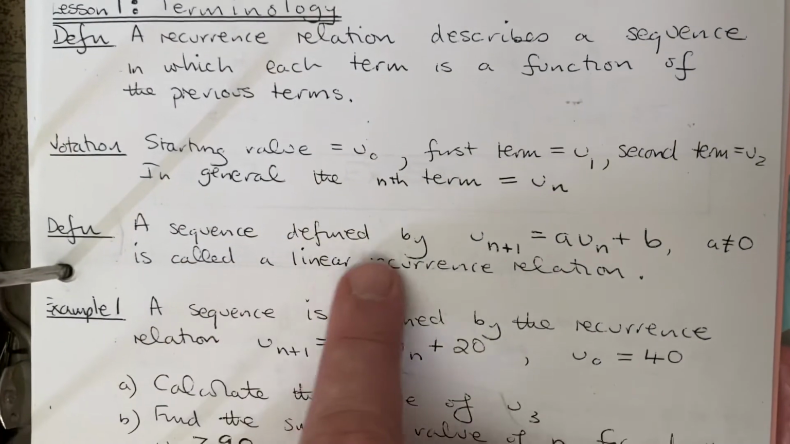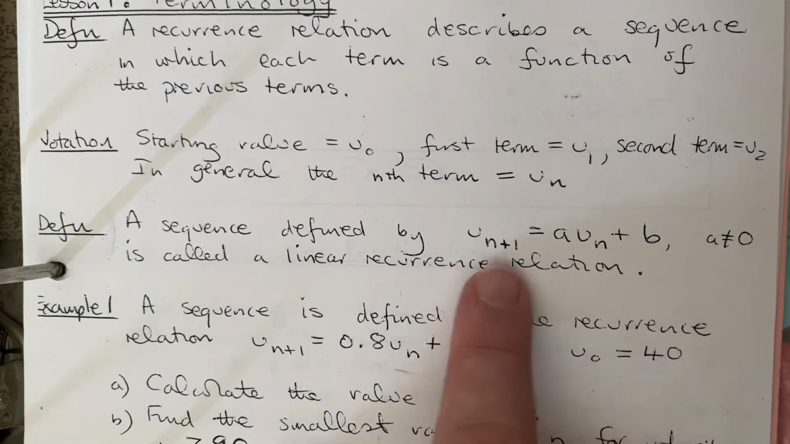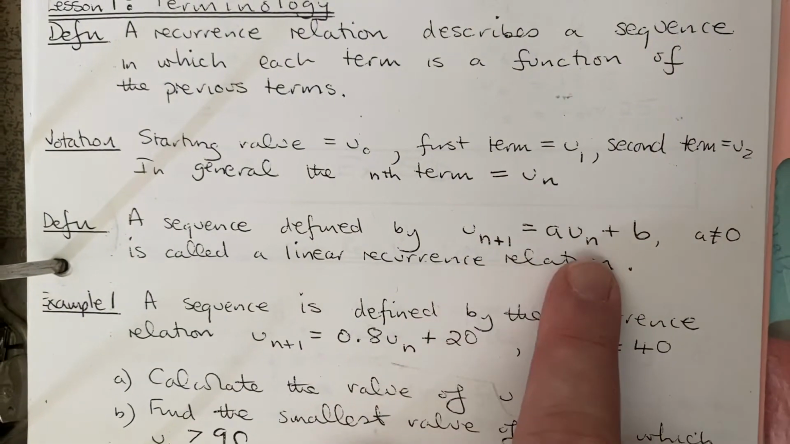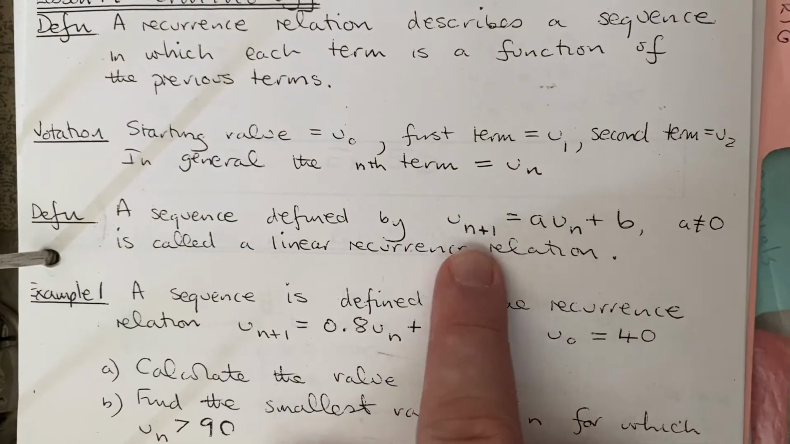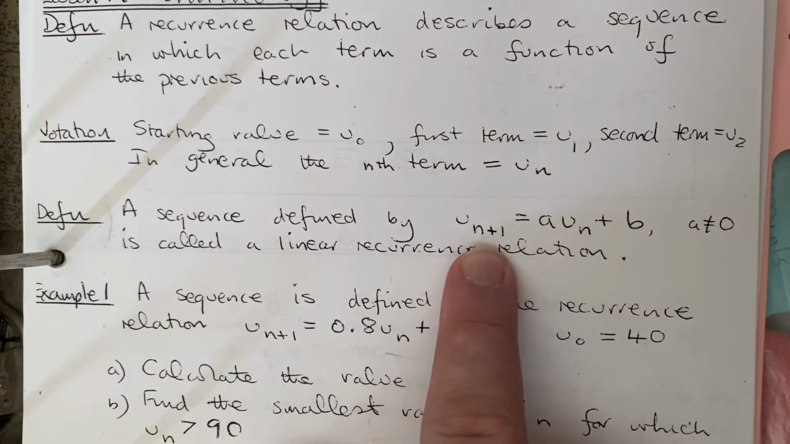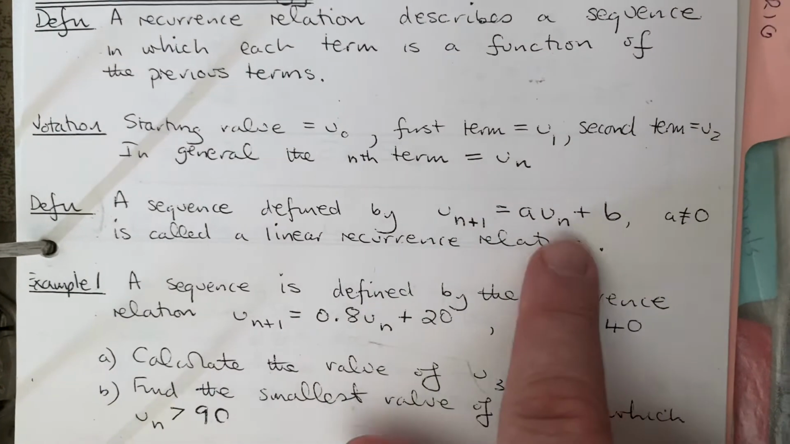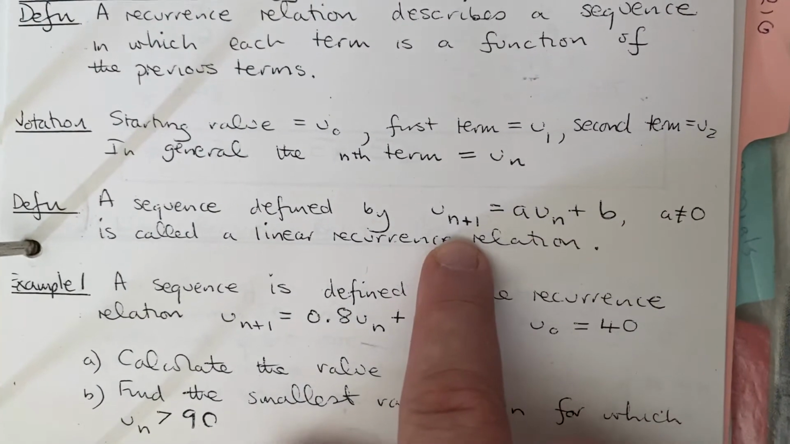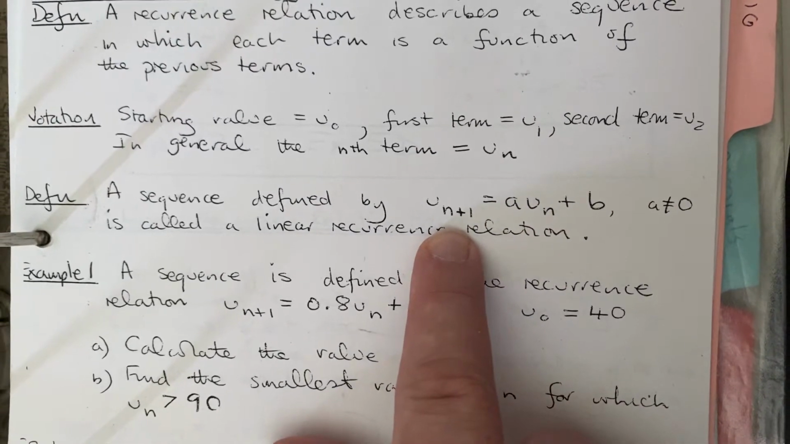So a sequence defined by un+1 = aun + b. You'll notice this value is n+1 and this is n. So if this was 2, this would be 3. If this was 1, this would be 2. If this was 10, this would be 11, and so on, because for n we can substitute different numbers in. So if we've got the 10th term here, we're working out the 11th term. It's the 12th term here, it's the 13th term here, and so on.